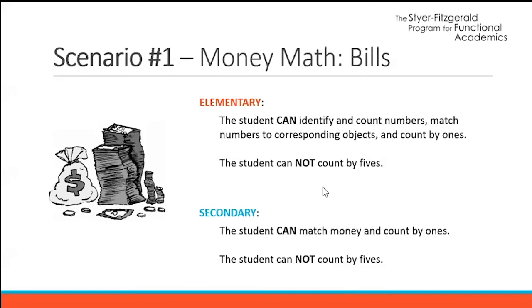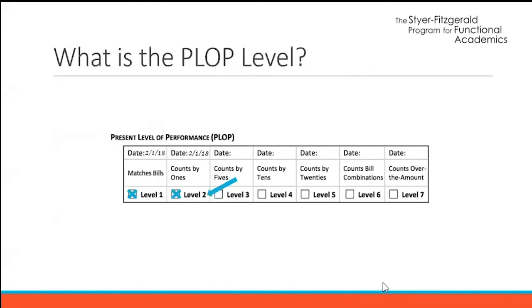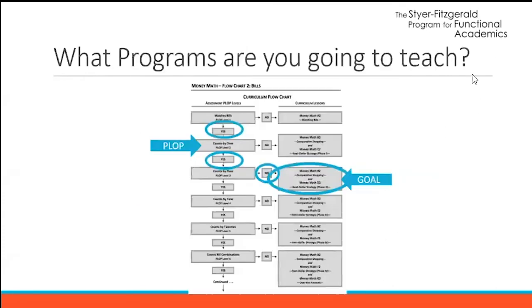So we're going to do the secondary present levels of performance first. So here it is. They could match bills. They could count by ones. They could not count by fives. So because they could do the first two skills, we're going to put X's in there and leave blank count by fives. And that's going to be your starting point for instruction. So now we're going to look next. Here's your curriculum flow chart.